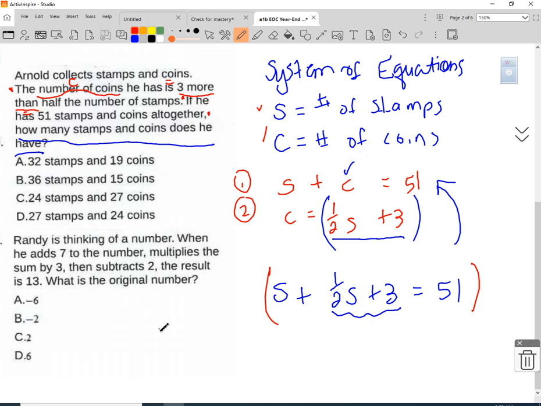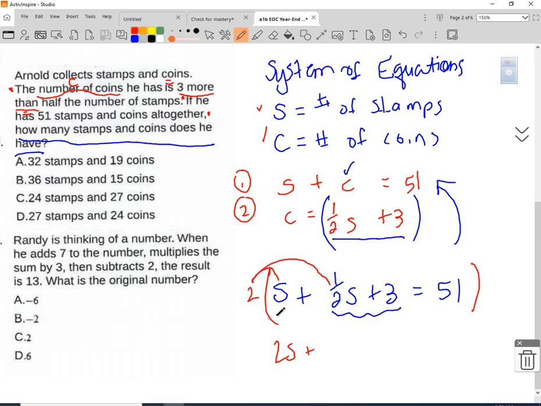What is the fraction in the equation? 1/2. What's the denominator of that fraction? 2. So if I multiply everything by 2, I get rid of that fraction. So 2 times S plus 2 times 1/2 S.